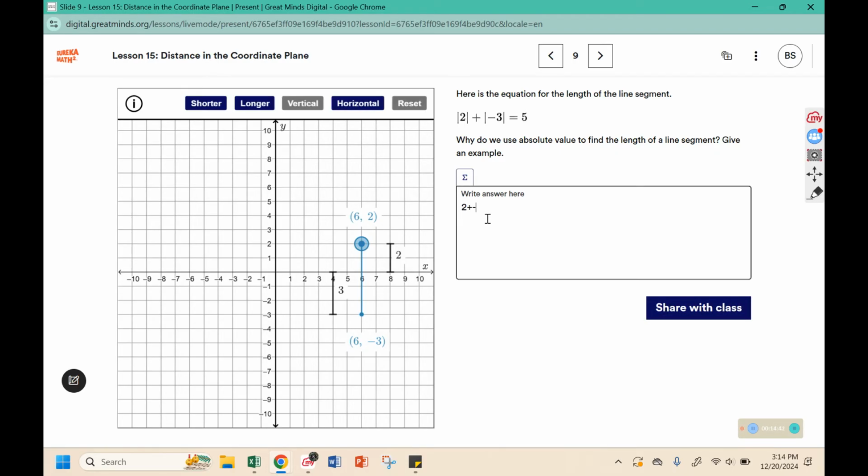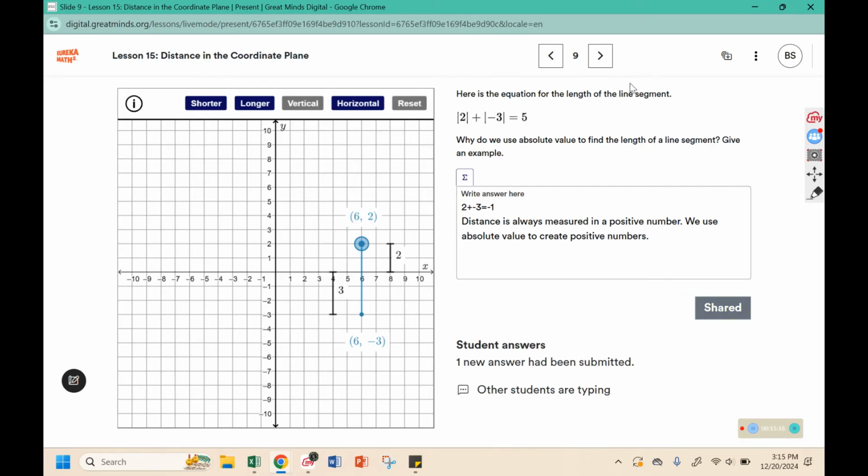2 plus -3, that would actually give us -1. If we started at 2 and went back 3, that would put us at -1. But we're looking for the distance. And distance is always used with a positive number. So we use absolute value to create positive values. We want the distance to say 5, not -1, so we need to use absolute value of both.